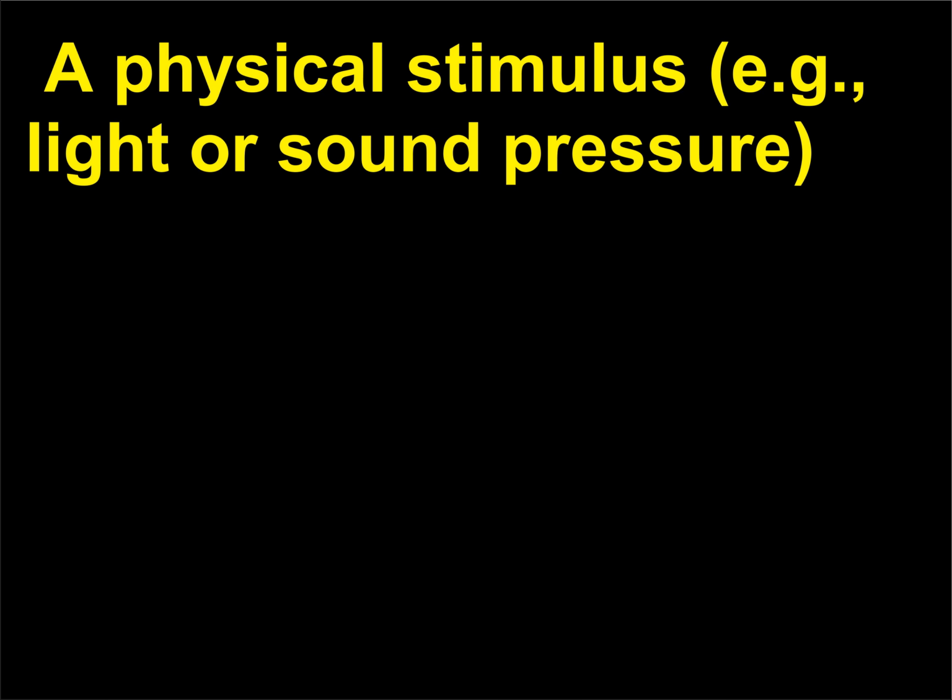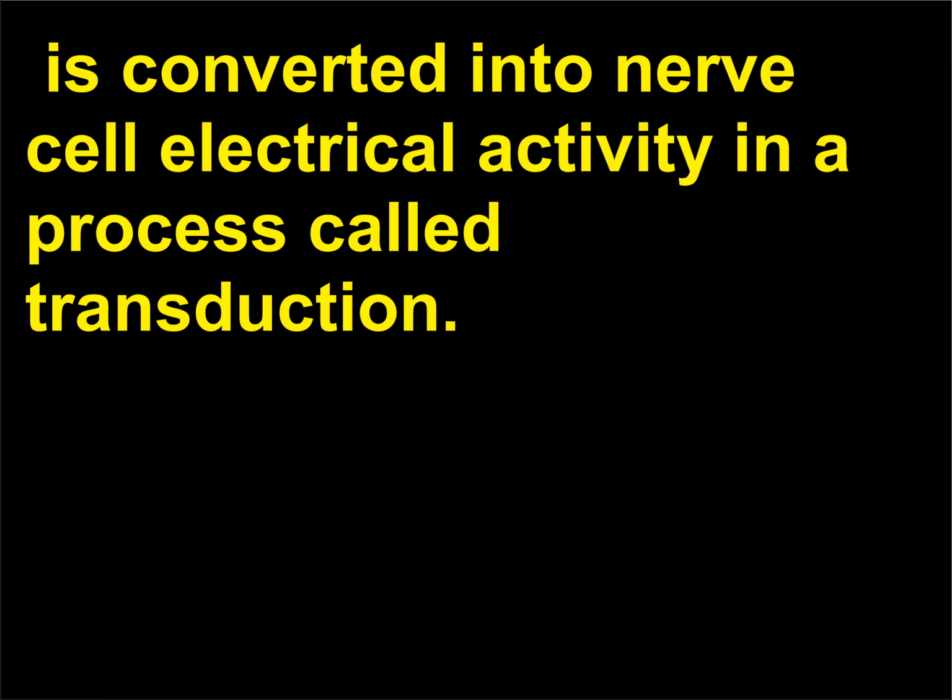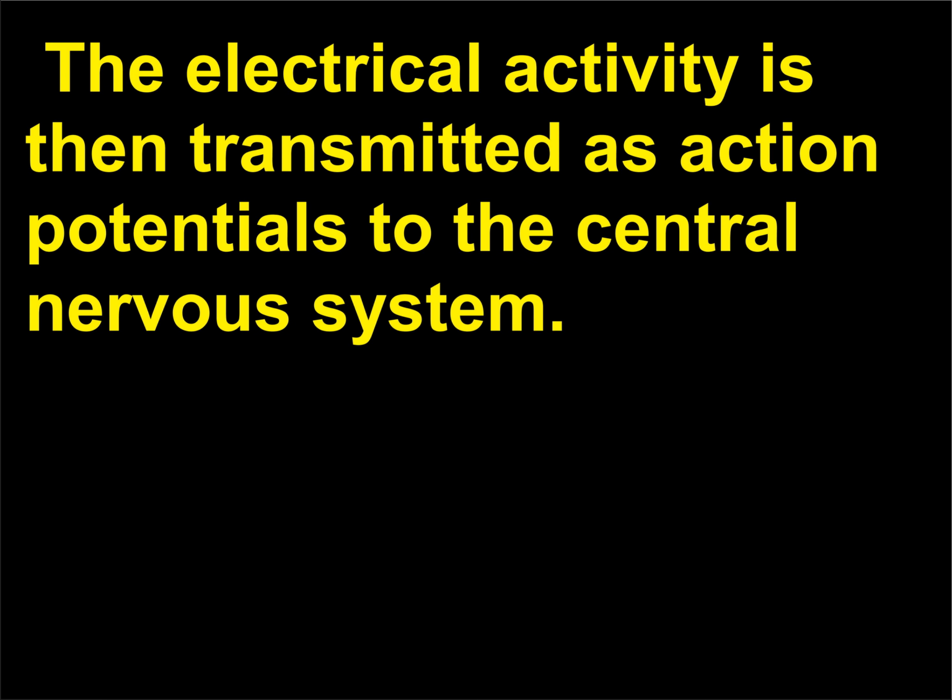A physical stimulus, for example light or sound pressure, is converted into nerve cell electrical activity in a process called transduction. The electrical activity is then transmitted as action potentials to the central nervous system.